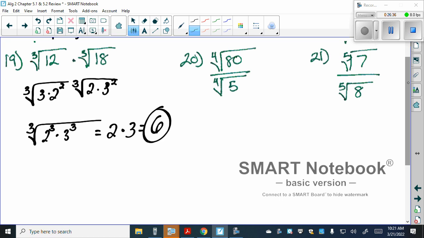Well, then the next one we can look at is 20. So we're looking at the fourth root of 80 divided by the fourth root of 5. Now we are able to divide 80 by 5, so we could put that back together and say that we're looking at the fourth root of 80 divided by 5. And if we divide 80 by 5, we get 16.